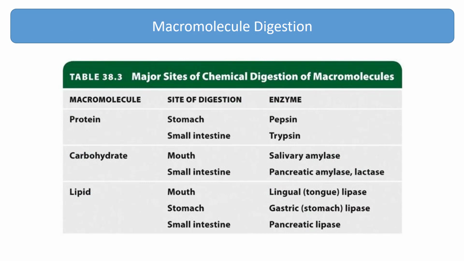Macromolecule digestion takes place in various sections of the digestive tract. The digestion of carbohydrates starts in the mouth by secretion of the enzyme salivary amylase. Carb digestion continues in the small intestine with the aid of pancreatic amylase and lactase enzymes. The digestion of protein begins in the stomach by the enzyme pepsin and continues in the small intestine by trypsin. The digestion of lipids begins in the mouth through breakdown by lingual lipase, continues in the stomach through gastric lipase, and ends in the small intestine through pancreatic lipase.